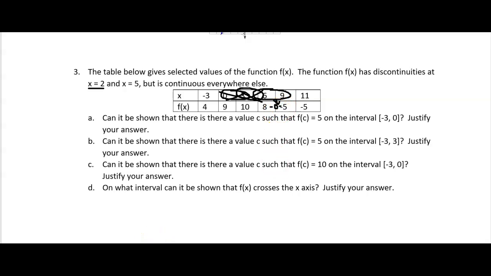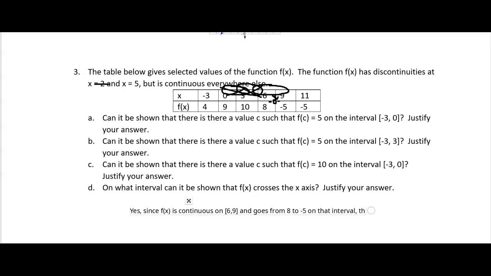So we're going to go ahead and put on our answer here. We're going to say, yes, since f of x is continuous on the interval 6, 9, and goes from 8 to negative 5 on that interval, there must be some value c such that f of c equals 0. In other words, the function crosses the x-axis on that interval.